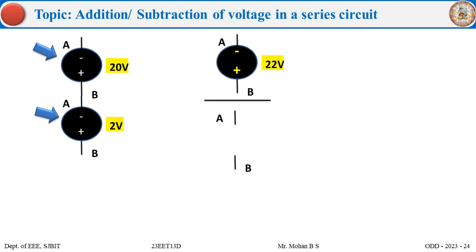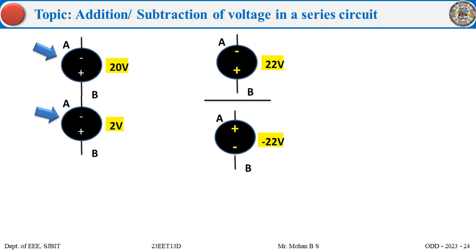Now if I change the orientation, as we have discussed a few minutes back, any change in the direction, the magnitude also changes, or any change in the magnitude, the direction or polarity also changes. Thus if A is negative, it is 22; if A is positive, the resultant is minus 22.